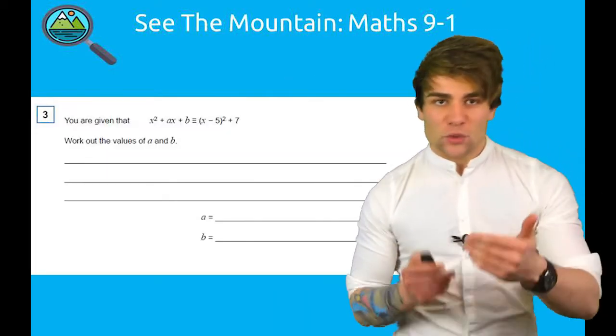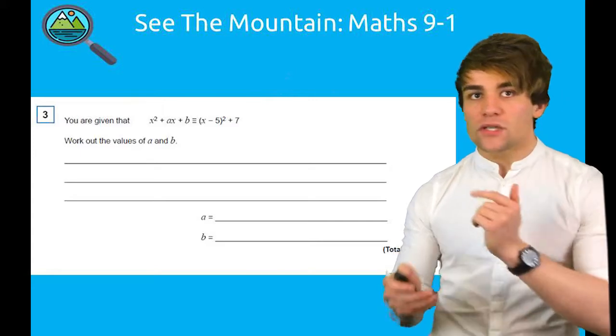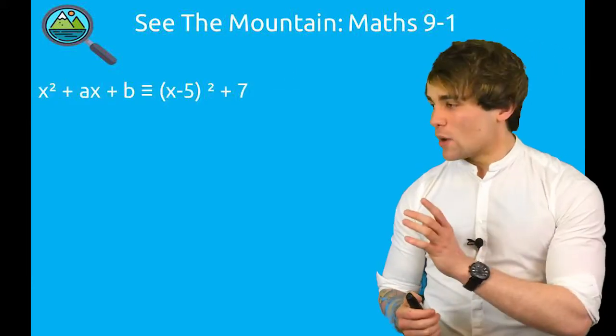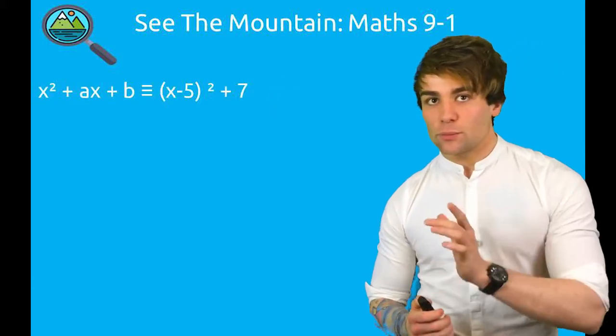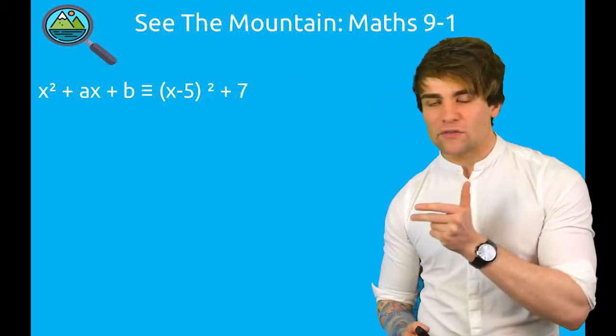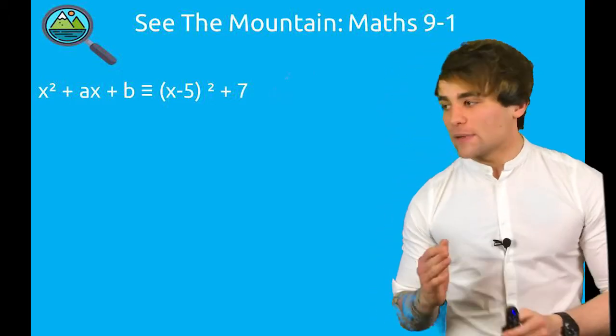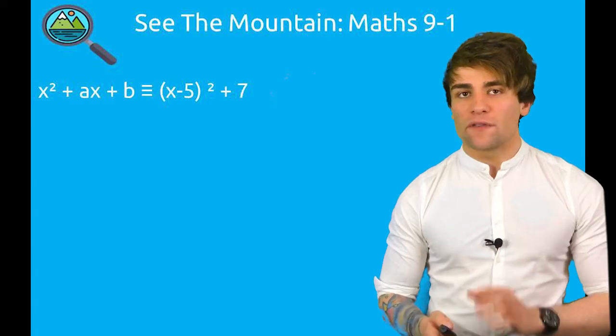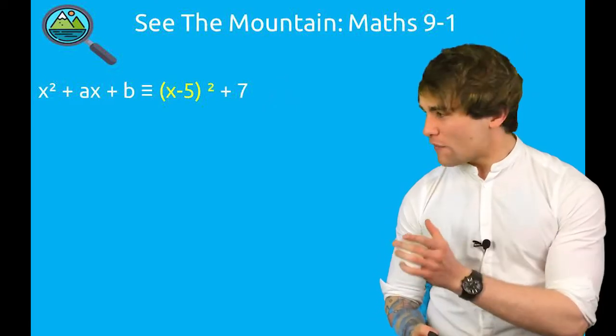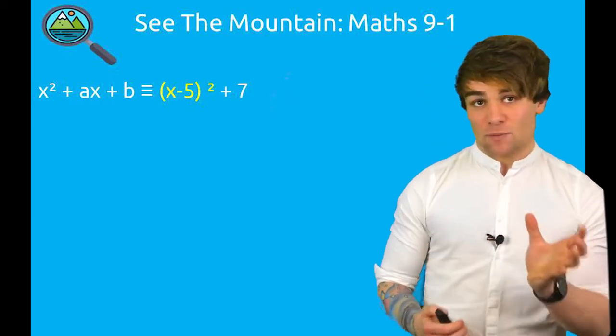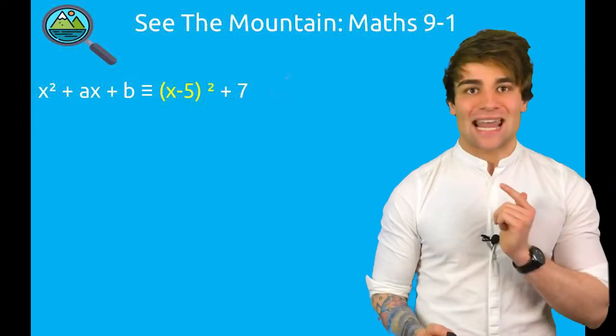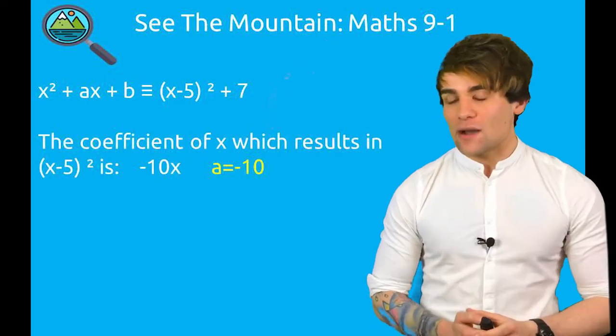Right, third one. This one requires working backwards. So what you can see here is an equivalency. X squared plus ax plus b is equivalent to x minus 5 all squared plus 7. I'm going to start by looking at the right side of the equivalent expression. Now the coefficient of x, which results in x minus 5 squared, is minus 10x. So we've already there found a.